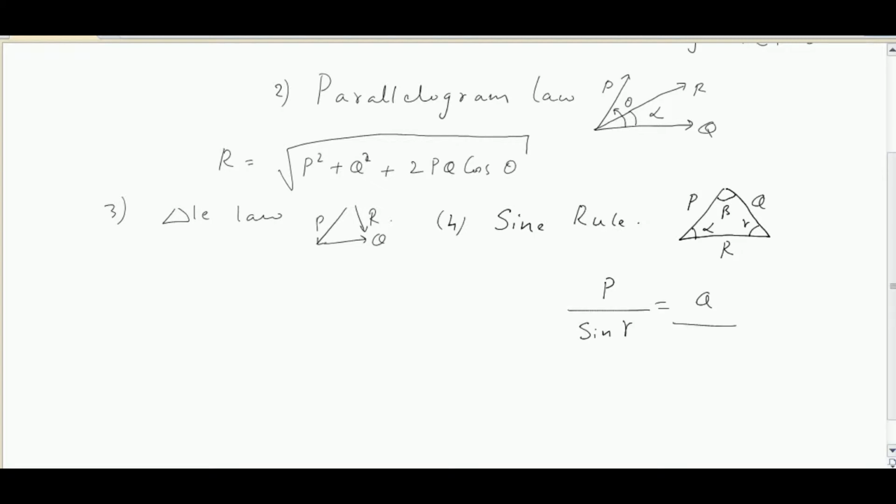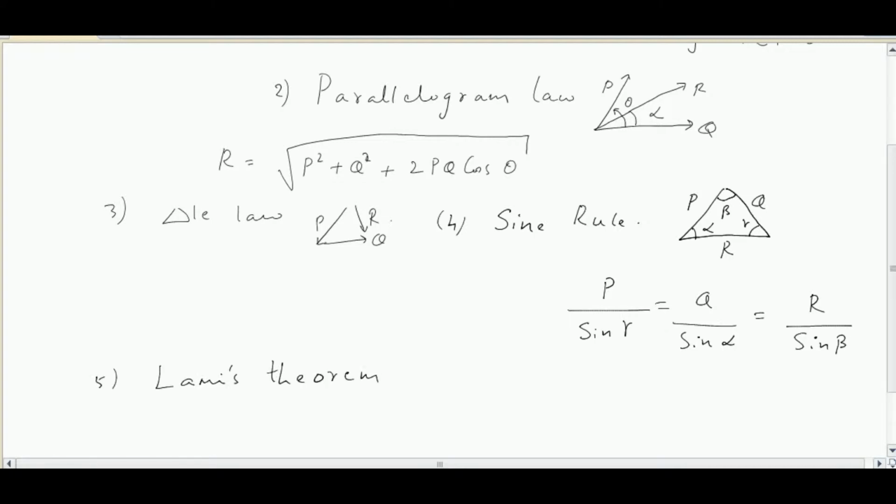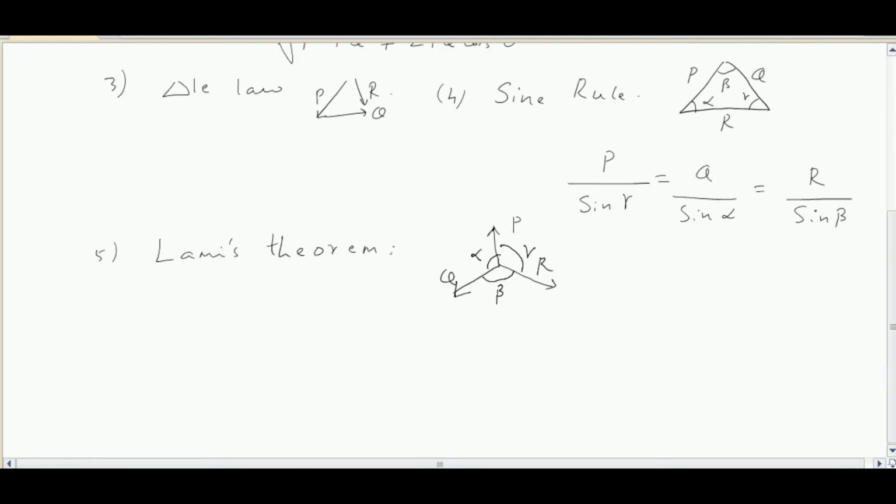Next one is Lami's theorem. In Lami's theorem, when three forces are in equilibrium, as shown in the figure, if they are P, Q, R with angles alpha, beta, gamma in between them, then using Lami's theorem, we can write P by sine beta is equal to Q by sine gamma is equal to R by sine alpha.